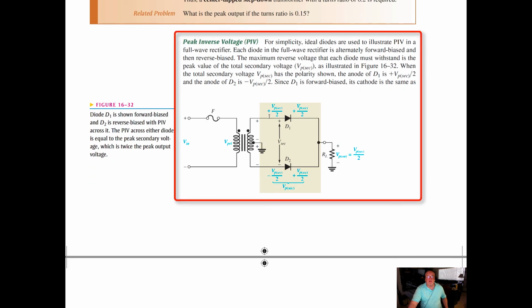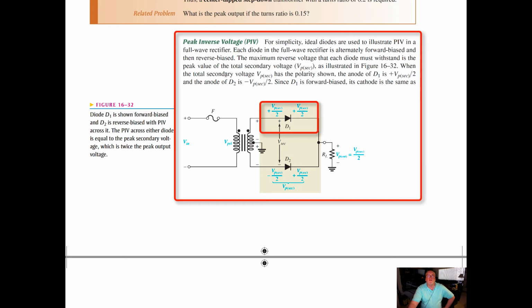So what does the peak inverse voltage look like on a full wave rectifier? For simplicity, ideal diodes are used to illustrate the peak inverse voltage in a full wave rectifier. Each diode is alternately forward biased and then reverse biased, just like we saw in the previous example. The maximum reverse voltage that each diode must withstand is the peak value of the total secondary voltage, V peak secondary.